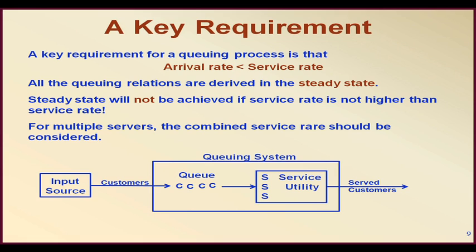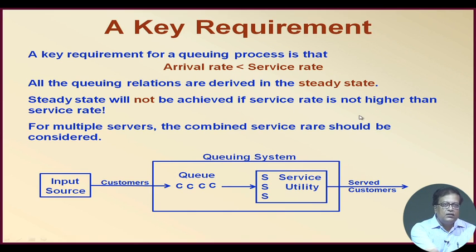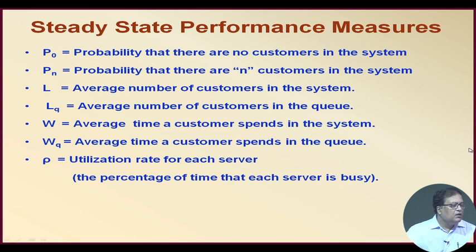So, the kind of queuing system that we are going to discuss all have this particular requirement that the service rate is higher than the arrival rate, a steady state is reached, and after steady state is reached all the queue parameters are then considered. As I already said before, for multiple servers the combined service rate should be considered.